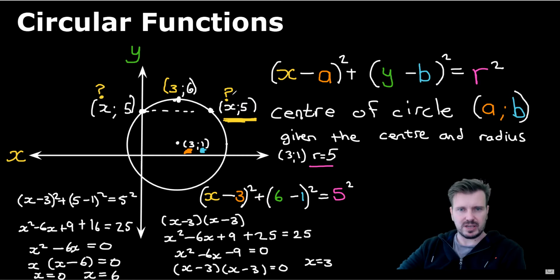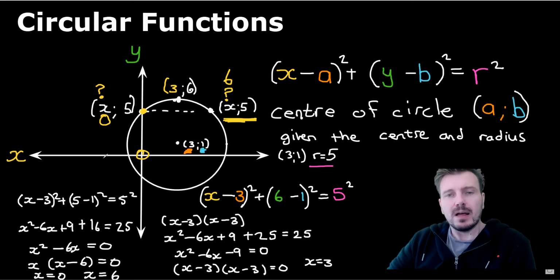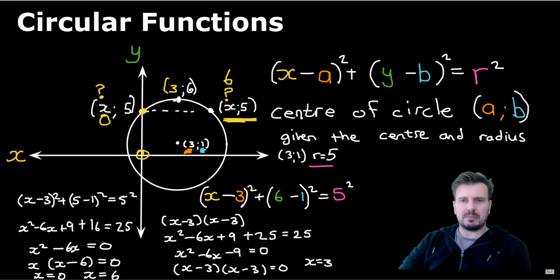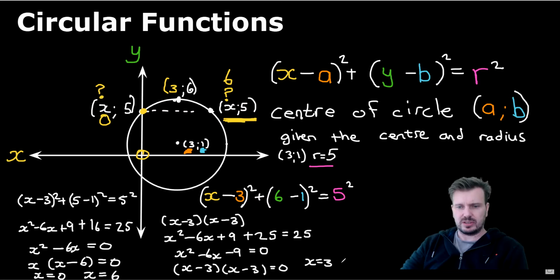So this value here would be my 6. And of course, it's actually worked out very nicely because on the point here, x would be 0 there. So that's a couple of examples for circular functions. And that should be good.